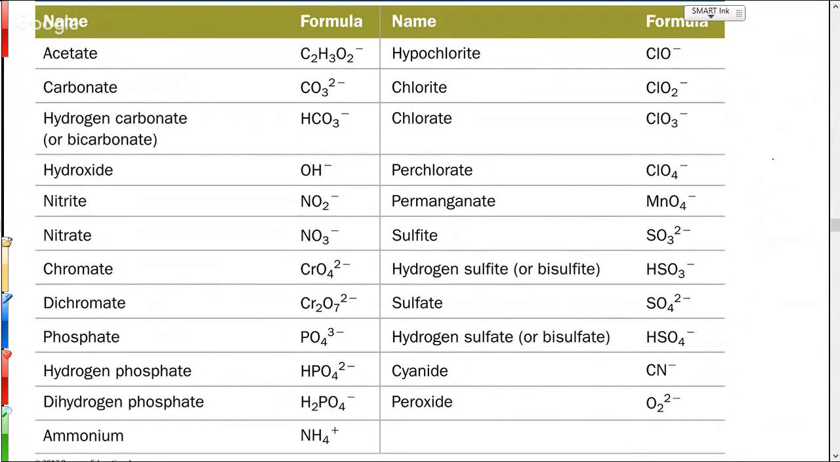So for all these, you need to know the name, you need to know the charge, and the formula. So for instance, that first one, acetate, formula is C2H3O2, the charge is -1. So if you want to make flashcards or use a flashcard program on your phone or something to get these back in your head, if it's been a few years since you took chemistry before, please do that.